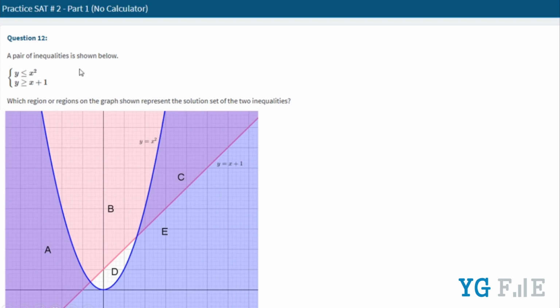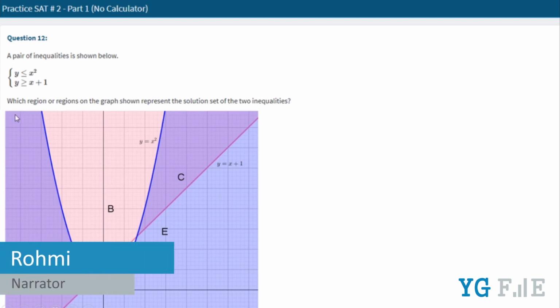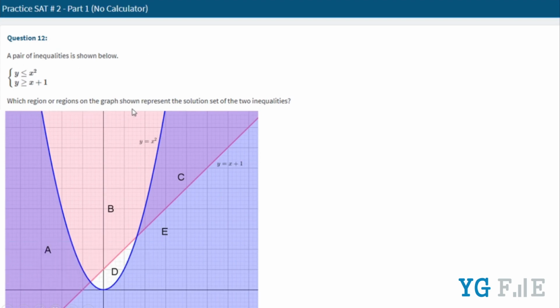A pair of inequalities is shown below. Which region or regions on the graph shown represent the solution set of the two inequalities? To find the solution set of the two inequalities, we need to find the overlap region that satisfies each of these two inequalities.